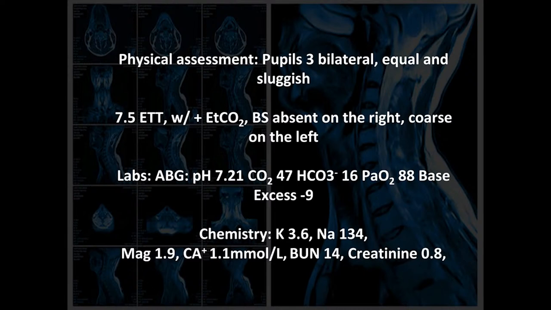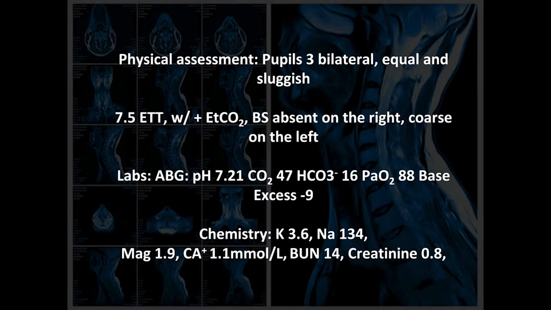They do have some labs. They have a chemistry panel, an ABG. We have a pH right now of 7.21, CO2 of 47, and a bicarb of 16. We have a PaO2 of 88 and a base excess of -9, which would be a base deficit of 9. So at this point, we have an uncompensated metabolic acidosis, or you could really say a partially compensated. Our CO2 is slightly elevated, but that is very borderline.